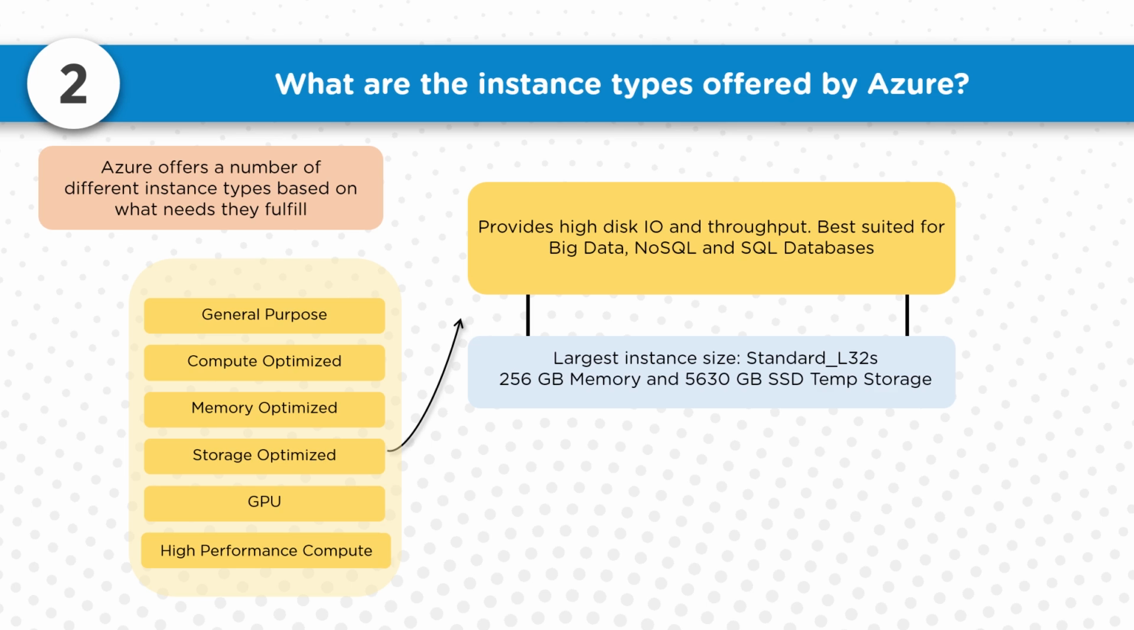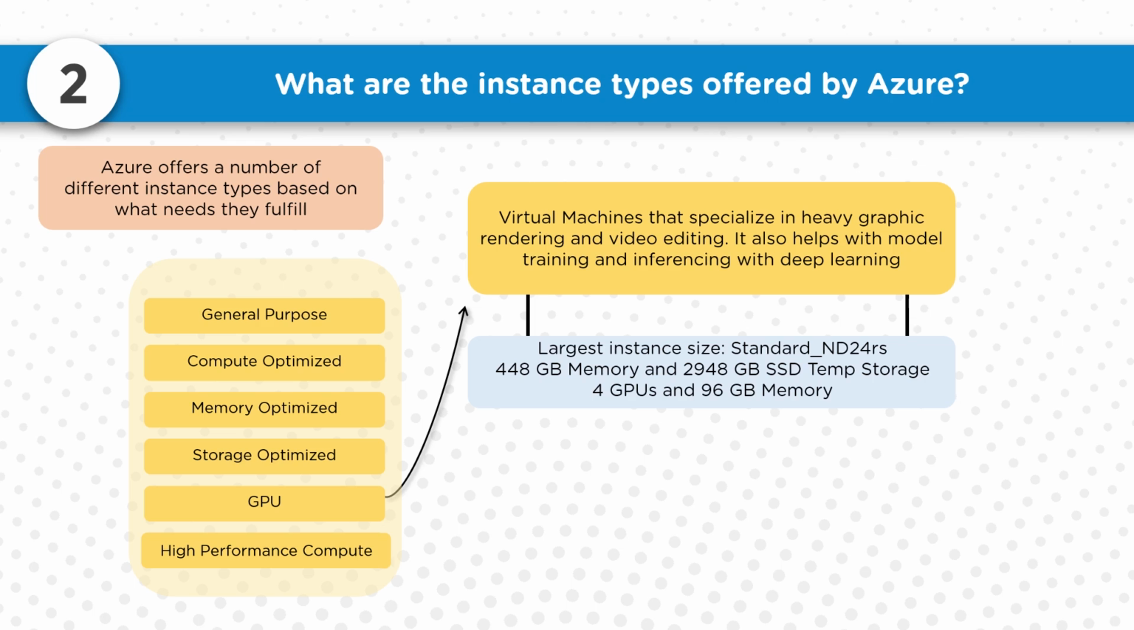And the largest instance size available in storage optimized is Standard L32s, and the memory is 256 gigabytes. And look at the temporary storage. It's 5630 gigabytes of temporary storage. GPU type VMs, easy to guess.